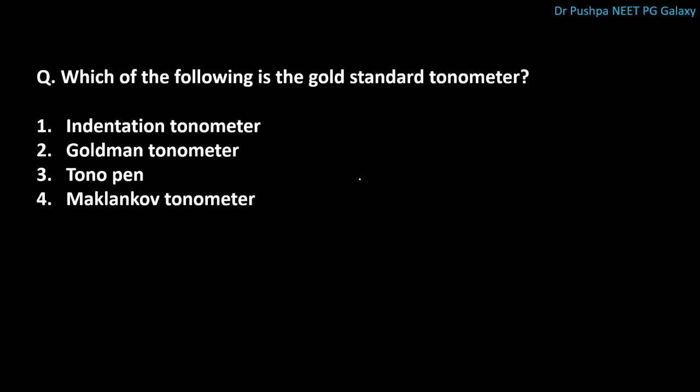Next question is, which of the following is the gold standard tonometer? The correct answer is Goldmann tonometer. This Goldmann tonometer is the example for applanation tonometer. This is most reliable. It just touches the cornea. Tonometry means measurement of the intraocular pressure.